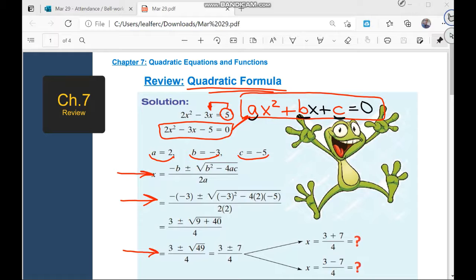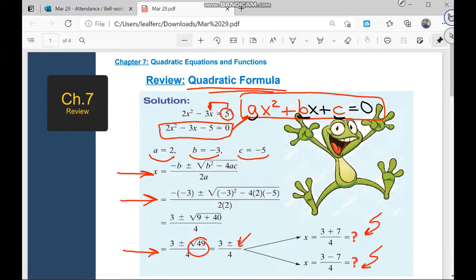3 plus or minus the square root of 49 over 4, and the square root of 49 is 7, so you have x equals 3 plus 7 over 4, or x equals 3 minus 7 over 4. Oops, there is a problem. Some numbers are missing. Can you help me find it? Can anyone help me find the final answer, the right answer? Because some numbers are missing.